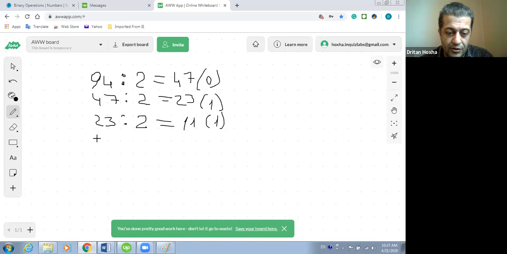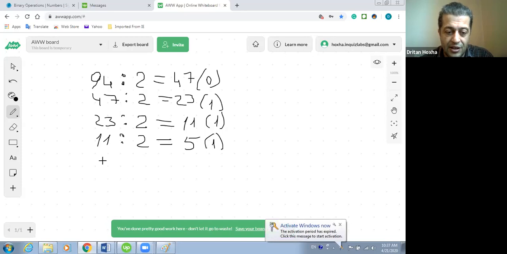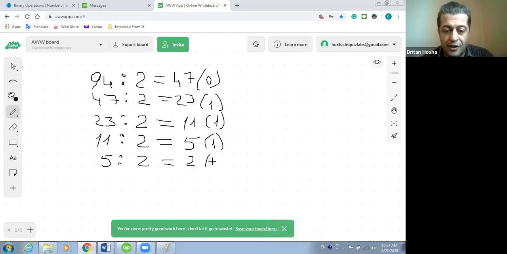We divide 11 by 2, and the result is 5. The remainder is 1 again. We divide 5 by 2. We have 2 as the quotient, and the remainder is 1.